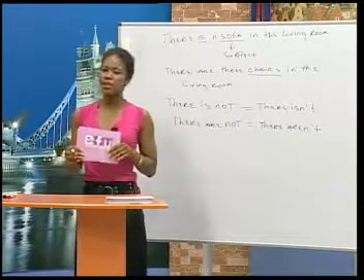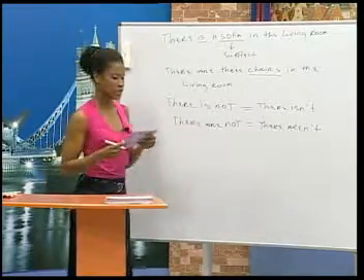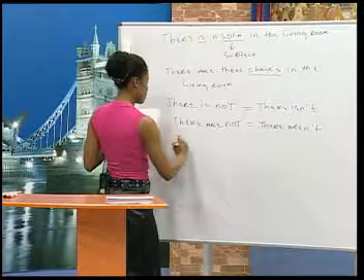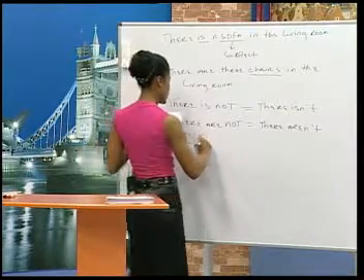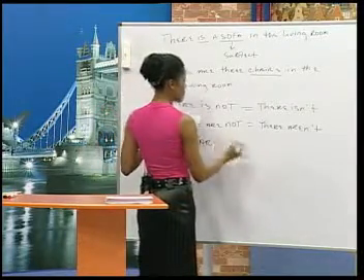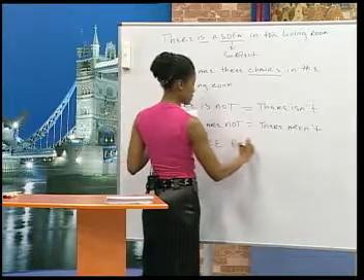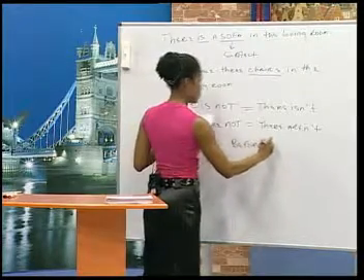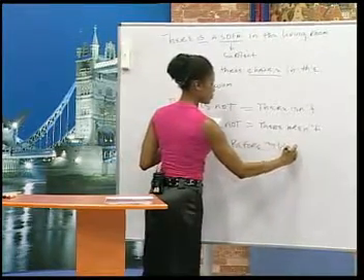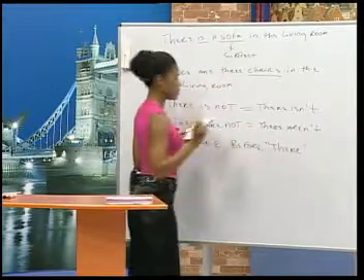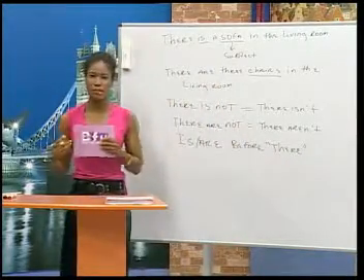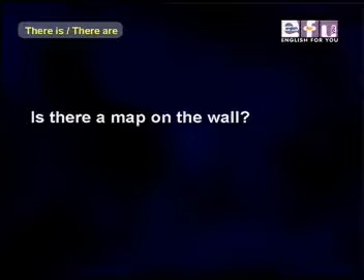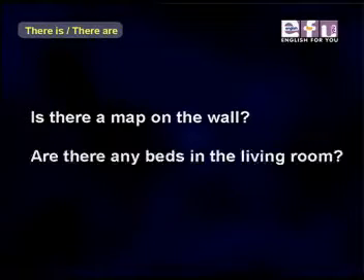In the yes-no question form, is or are comes before there. Okay, take a look at your screen for an example. Is there a map on the wall? Or, are there any beds in the living room?